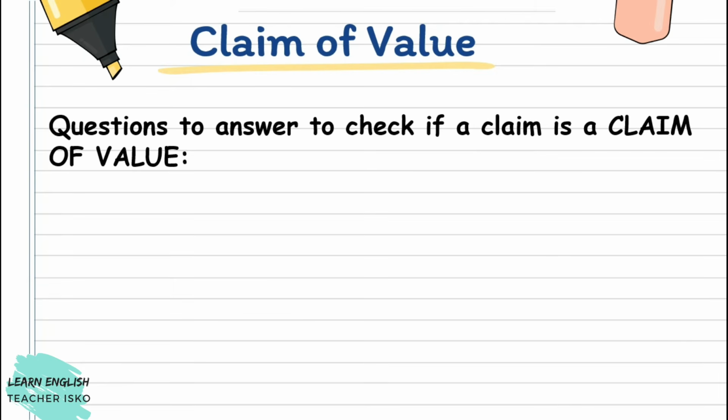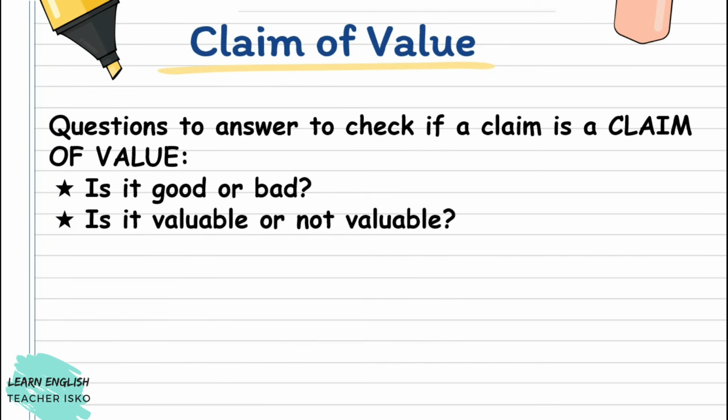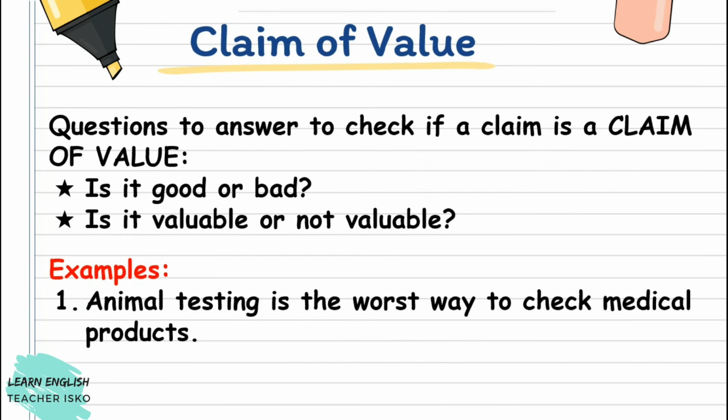Alright, here are the questions to answer to check if a claim is a claim of value. First, we have the question, is it good or bad? Is it valuable or not valuable? Let us have some examples. Number 1, animal testing is the worst way to check medical products. This statement actually shows that one thing is the worst. Next, abortion is immoral. This statement shows the desirability or undesirability of an idea, and that is abortion.